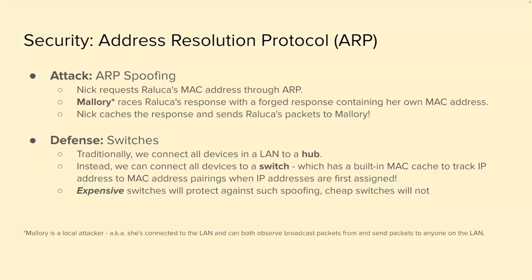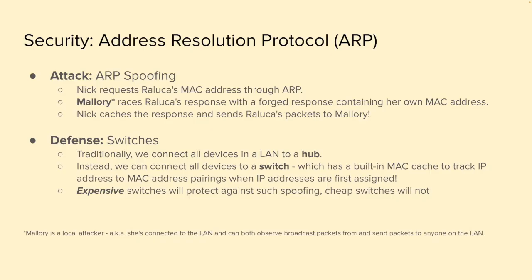So regarding the security of the ARP protocol, one big issue is called ARP spoofing. When Nick requests Rilke's MAC address through ARP, actually anyone can respond, because remember that in layer 2, everyone in the network can see this message. We don't have a way to verify whether the packet is actually from Rilke or not. So let's say we have a malicious user or malware in this local area network. It can simply race Rilke's response with a forged response containing its own MAC address instead.